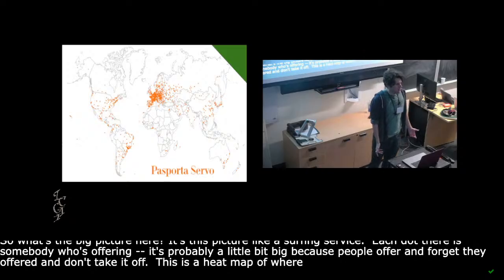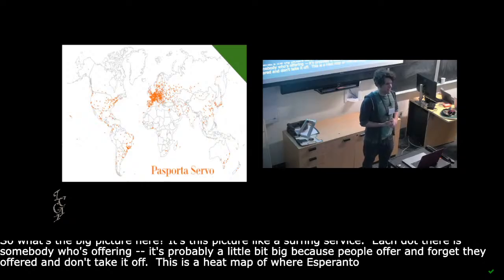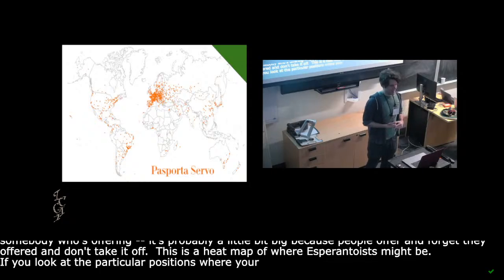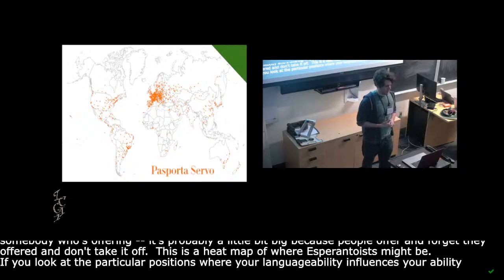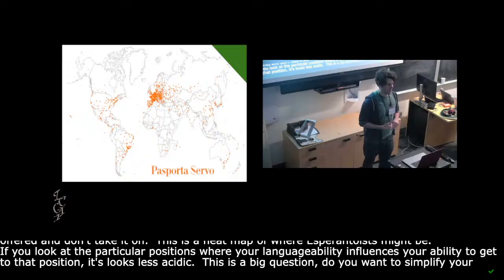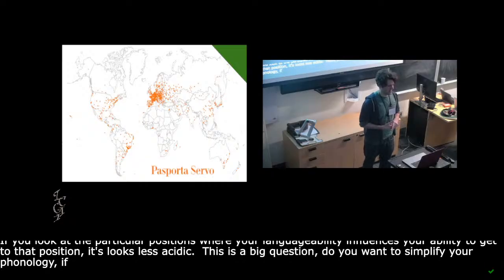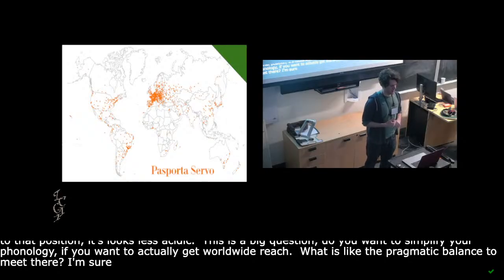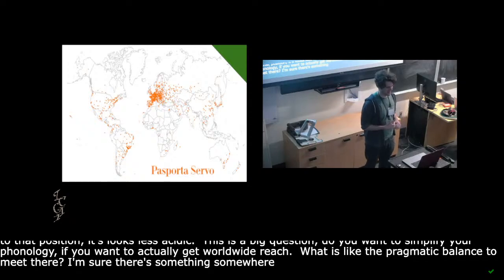And if you take a look at the official positions, positions where your language ability influences your ability to get to that position, it looks a lot less diverse than it could. And this is a really big question: do you have to simplify your phonology all the way down to Toki Pona if you want to get worldwide reach? What is the pragmatic balance to make there? I'm sure there's something in between, maybe closer to Toki Pona than to Esperanto.